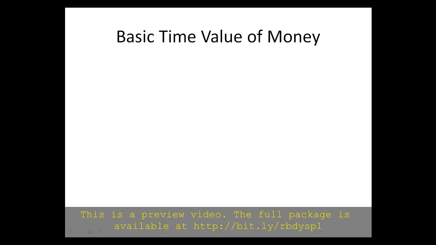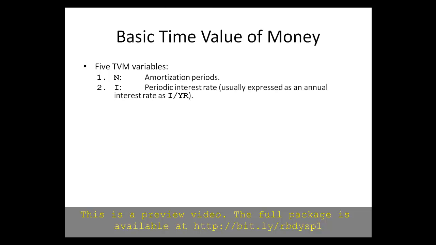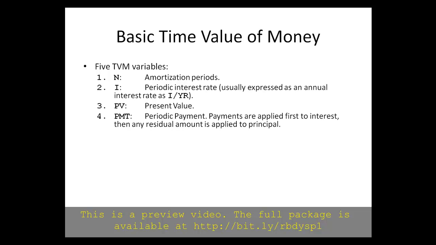Basic time value of money. There are 5 TVM variables. N is the amortization periods, the number of payments. I is the periodic interest rate, usually expressed as an annual interest rate as I per year. PV, present value, this is the balance owing on the debt. Payment, this is the periodic payment.